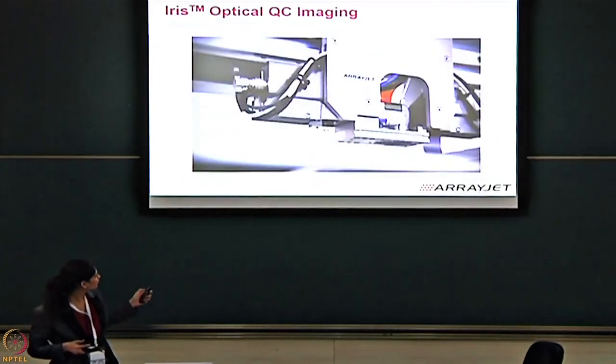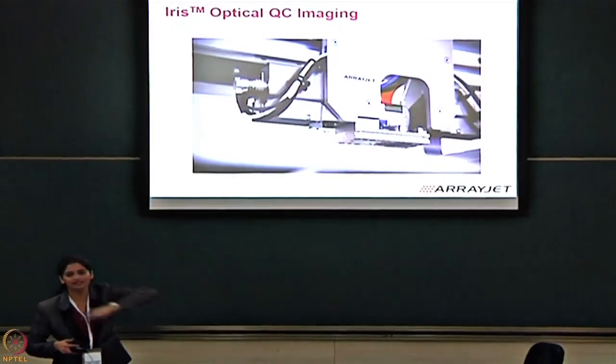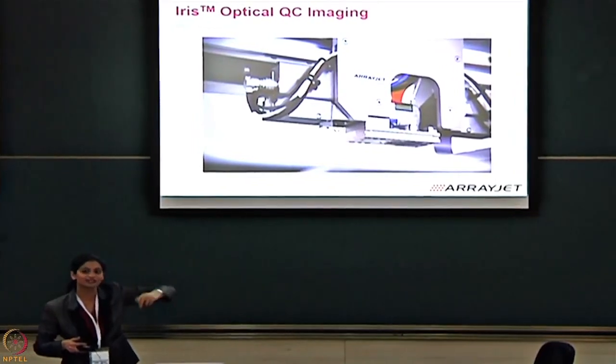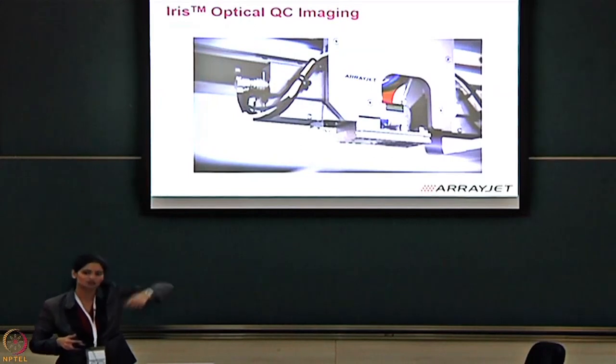That's how it looks. So these two are the cameras. So the camera is actually here. When it moves, the camera flashes on the slide and it captures an image in real time of every spot that gets printed, every section of spots. So that's 32 in a row. It'll take pictures of 12 at a time.